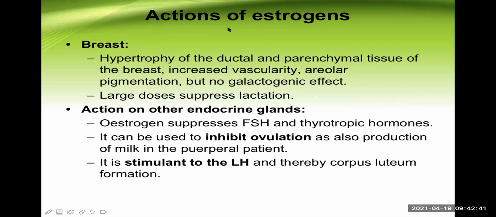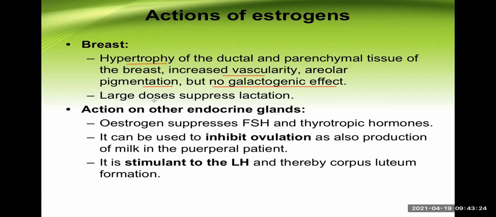Now, what is the action of estrogen on the breast? See there. It will lead to hypertrophy of the ductal and parenchymal tissue of the breast. It also leads to increased vascularity of the breast. It leads to areolar pigmentation, but no galactogenic effect. This is an important one. So overall, enlargement of the breast is done by estrogen, but the secretion and synthesis of milk is not done by estrogen. That is the meaning of no galactogenic effect. We need prolactin for this effect. Okay, prolactin hormone is necessary for this.